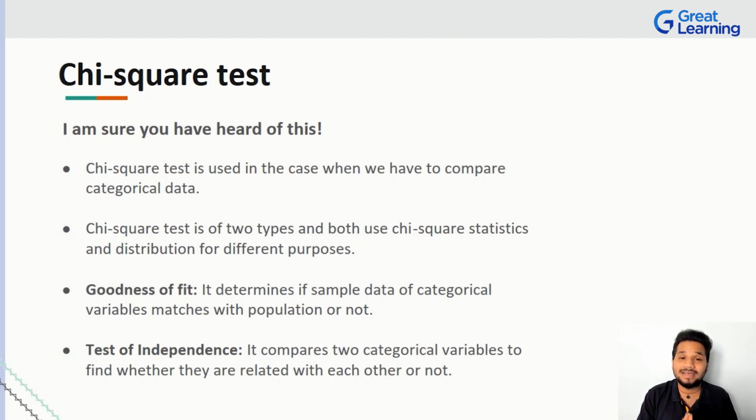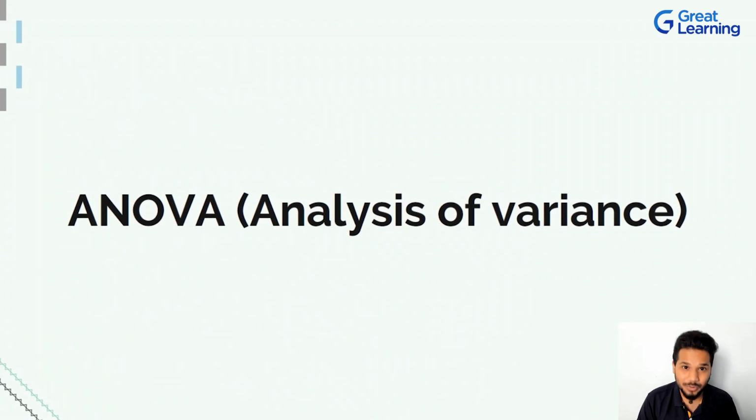If two things are related, it does happen. If two things are not related, it also happens, but that's a different case. So guys, these are some very important things you have to know about the chi-square test.